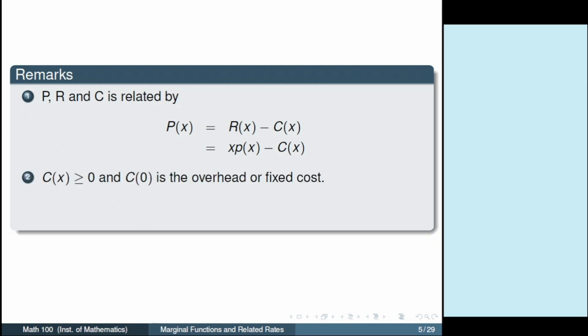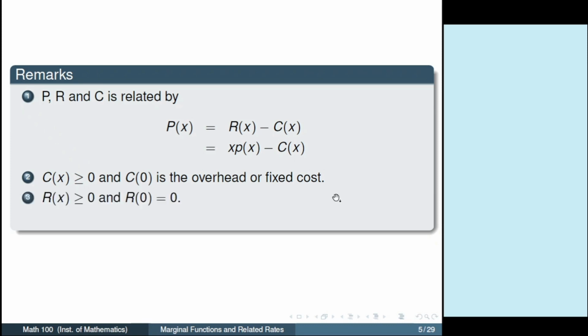Second, our cost function is always greater than or equal to 0, and C of 0 is what we call the overhead or the fixed cost. So, ito yung mga expenses natin that are not directly attributed in the production of our product. For example, kung nagbayad kayo for the advertisement of the product, that would be included in our overhead or fixed cost kasi wala naman siyang kinalaman doon sa pag-produce ng product itself.